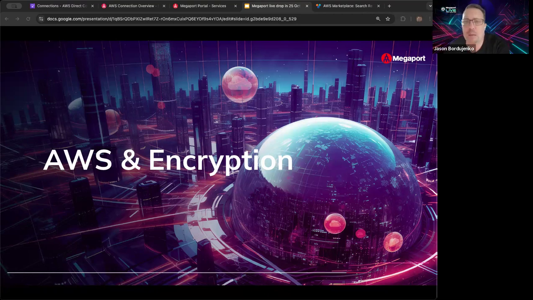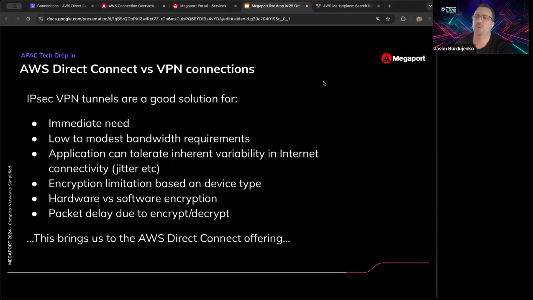I have certainly seen an uptick across the APAC SA team in the last couple of weeks of requests around AWS, and particularly in relation to encryption. So I wanted to take a minute to talk to this audience that we've got joining us today around AWS Direct Connect and how that compares to what's traditionally been used with a site-to-site VPN or an IPsec connection.